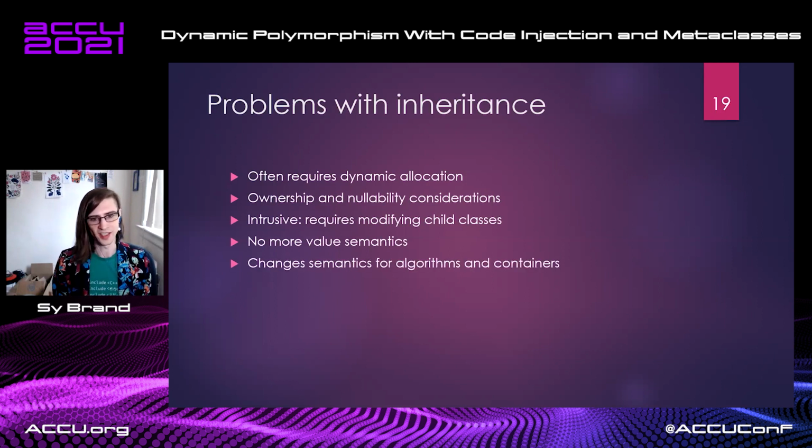And also this changes semantics for algorithms and containers. Like if you have a std::set or something like that, because we have a pointer, the set is based on the pointer, not the underlying type. So this changes our semantics. These are all mostly knock-on effects of using pointers for our types because we want them to be polymorphic.